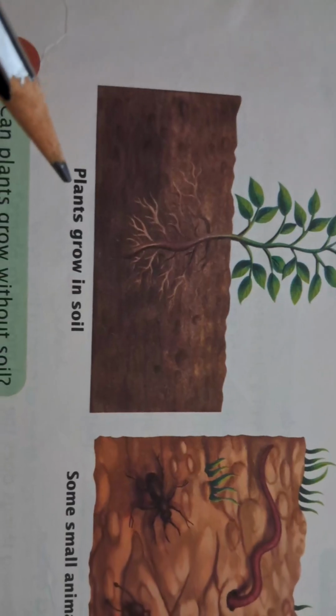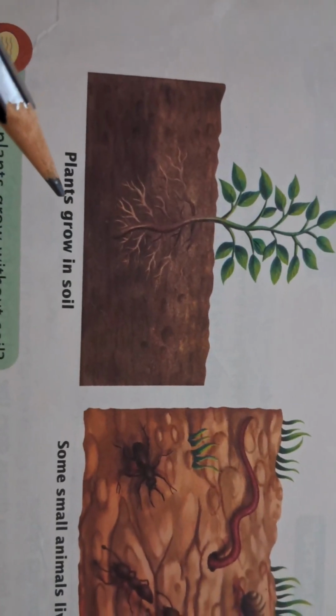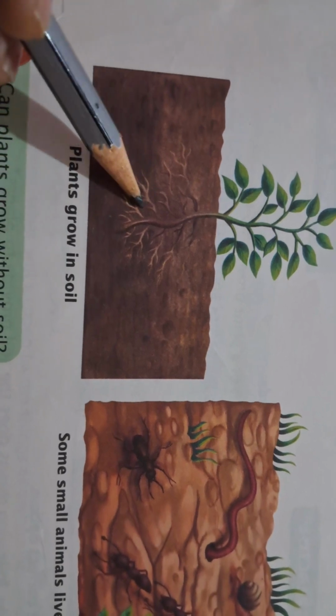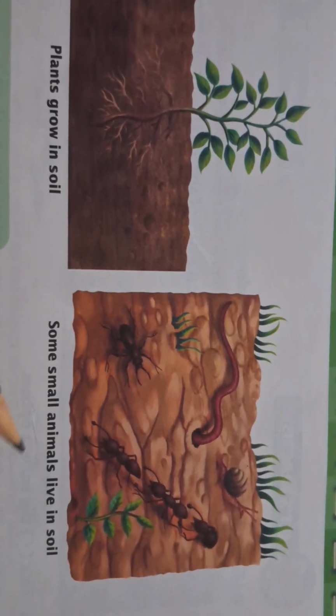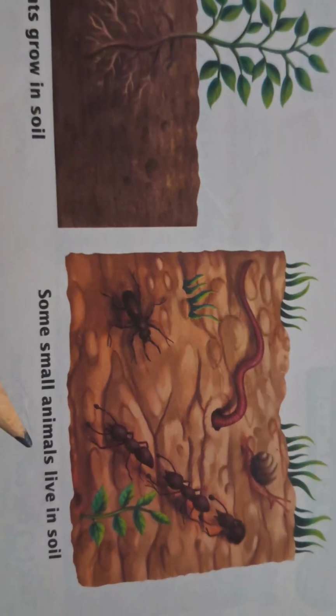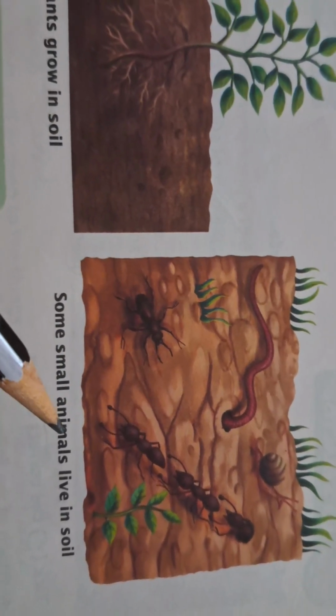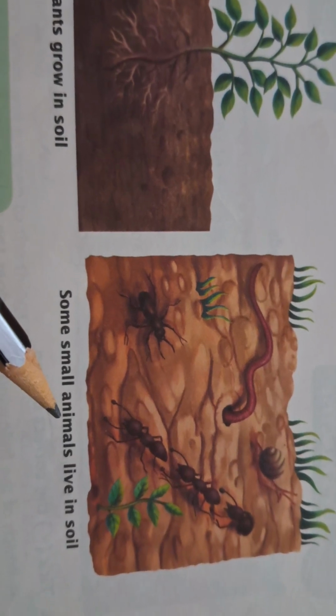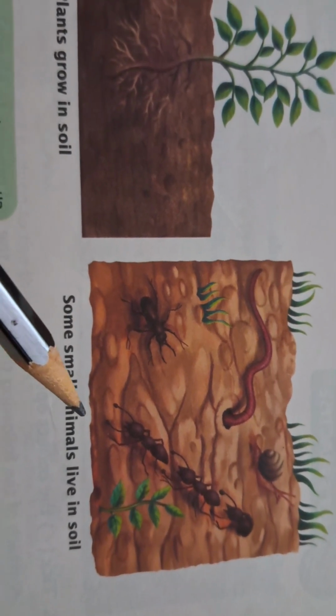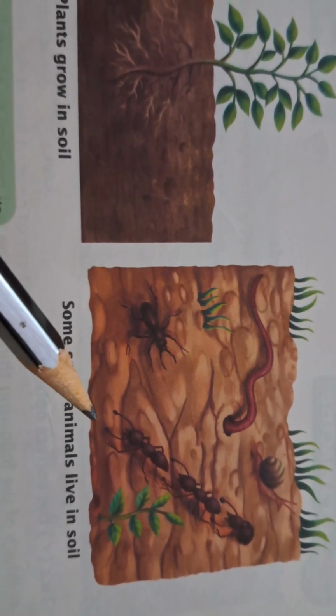Then here we have the plants grow in soil. This is what the plant will be. And here some small animals live in soil also. Like us, small animals also want to live, isn't it?